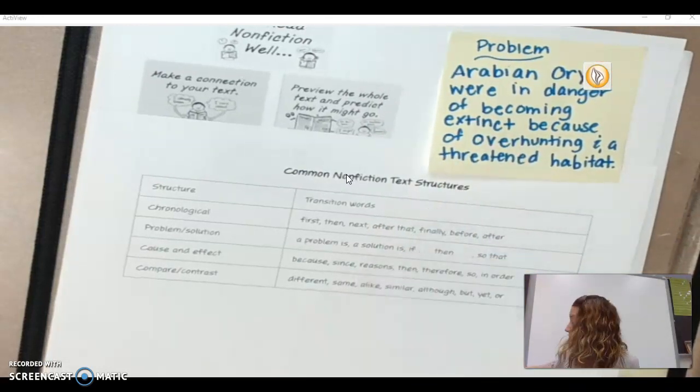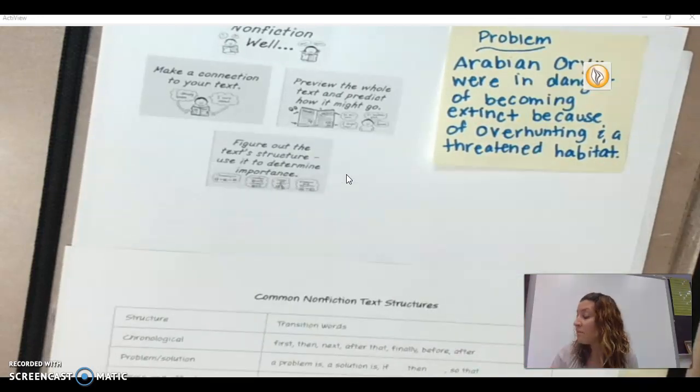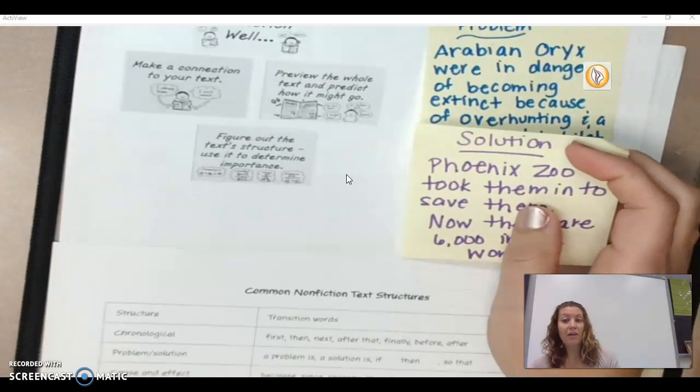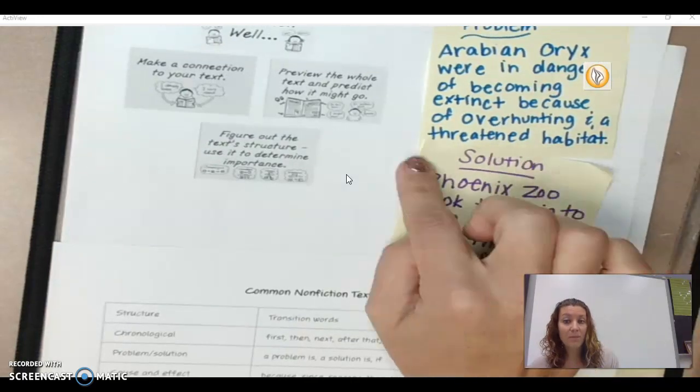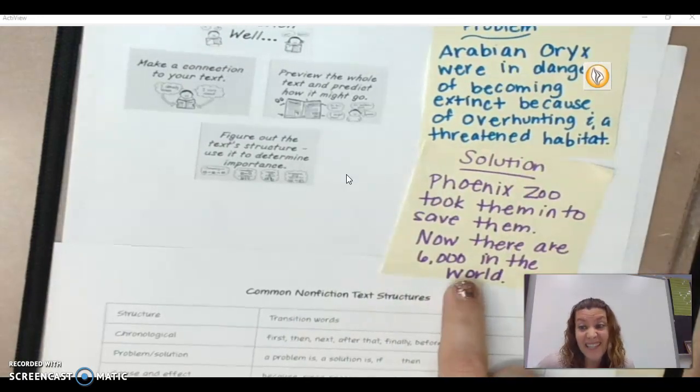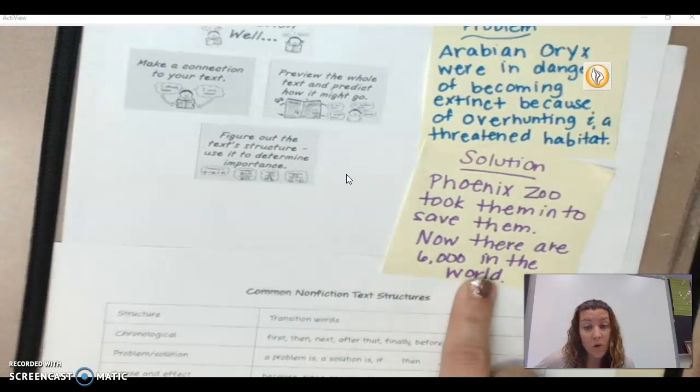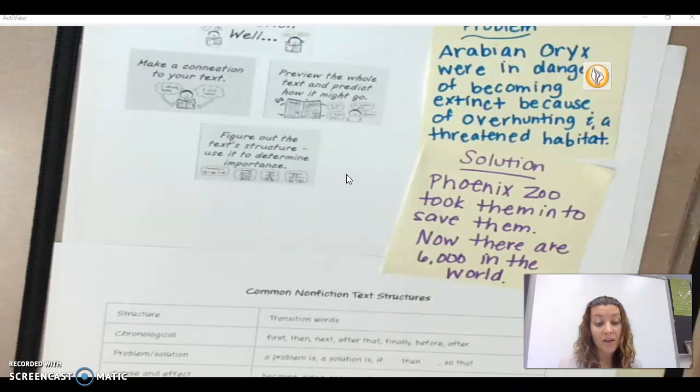And then if we watched that video and we listened a little bit more carefully, we also heard the solution to that, right? The Phoenix Zoo took them in and saved them, and now there are 6,000 in the world. So the text structure gives us clues and helps us to think about how we might organize this information in our notes. So nonfiction readers, the important thing is when you're watching or reading an expository text that you know how it's organized, because that structure is going to help you to organize your own notes in your notebooks and figure out what information is most important.